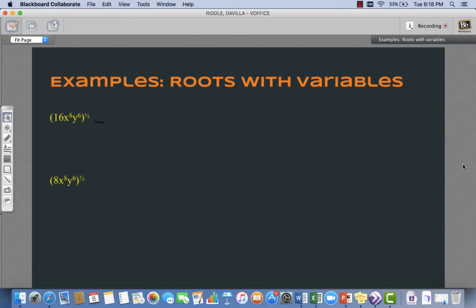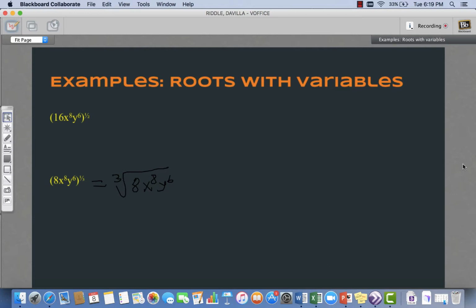Whenever it's not a square root, they'll often associate the root with some mini number right over here. And that number over here is going to be 3. Whenever there's no number here, you can always assume that it'll be a square root. But if it does have a number such as 3 right here, then you know it's not a square root. So that's what we're going to see here: the cube root of 8x to the 8th power, y to the 6th power.